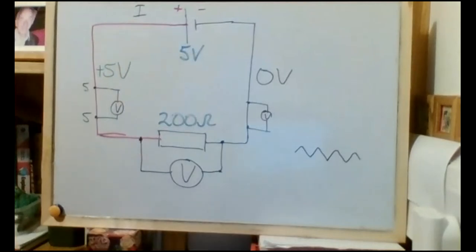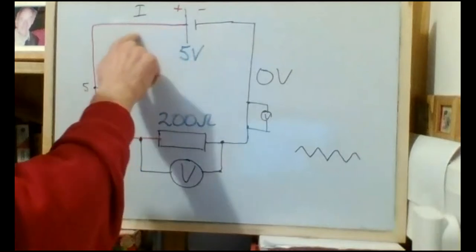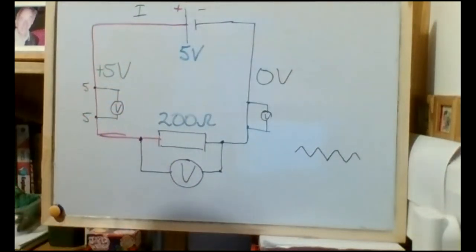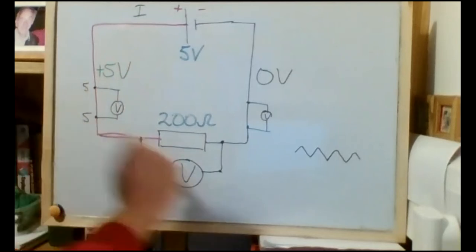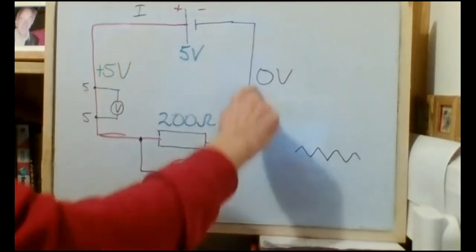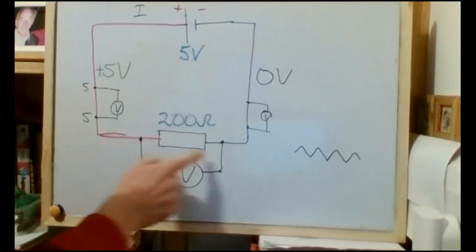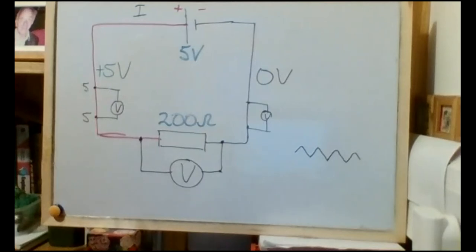All points linked by a simple wire are at the same potential. So all the lines that I've drawn in red are at plus 5 volts. All the points linked by that black line are at 0 volts. If they're connected by a simple wire, they're at the same potential. Looking at this voltmeter again, the potential there is 5, the potential there is 0, and so the potential difference is 5 volts.